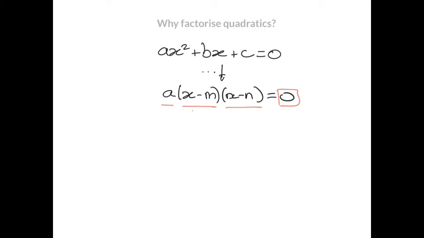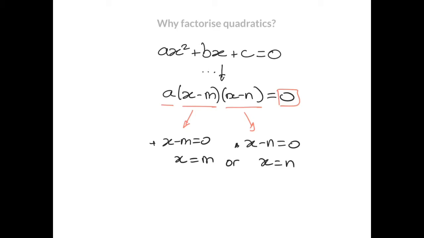The other option is to say that this x minus m is equal to 0, and the last option is to say that this x minus n is equal to 0. The first option enables us to say that x is equal to m. The second option enables us to say that x is equal to n.